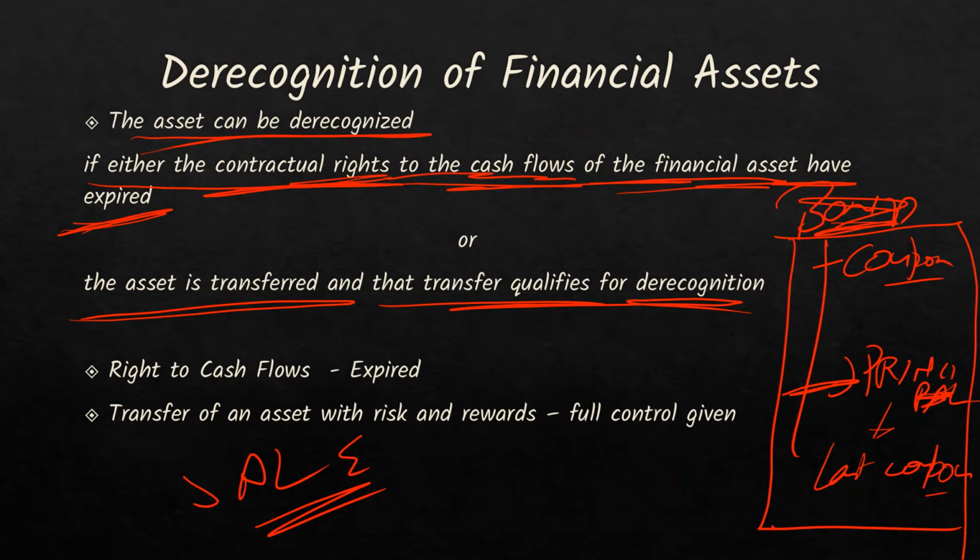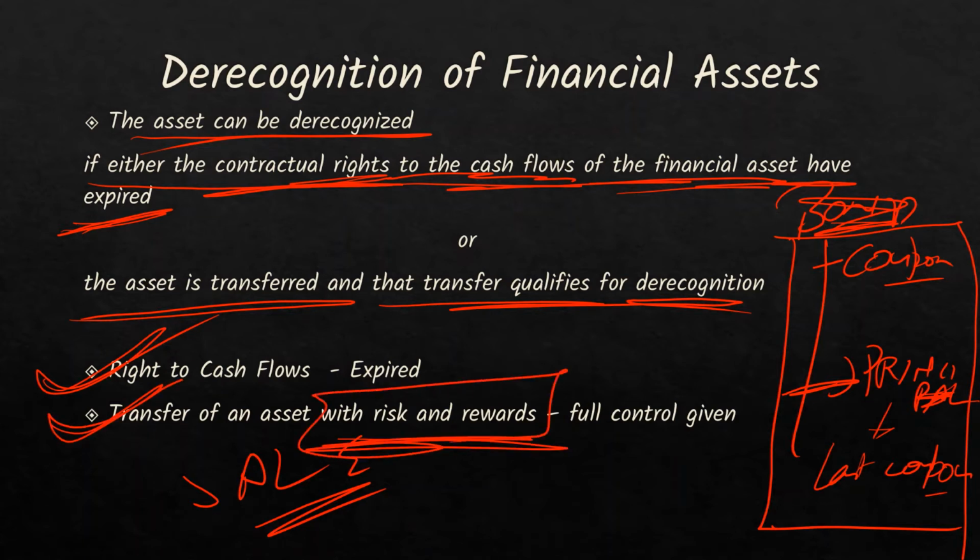So either the contractual right to the cash flow has expired, so you have no right to receive future cash flows, or you have transferred the asset with all the risk and rewards. That is very important. You have transferred the asset with all the risk and rewards. So you have given the full control. Why I say it's more important to understand the risk and rewards, and why both conditions must be there: that transfer must be there and risk and reward must be there.